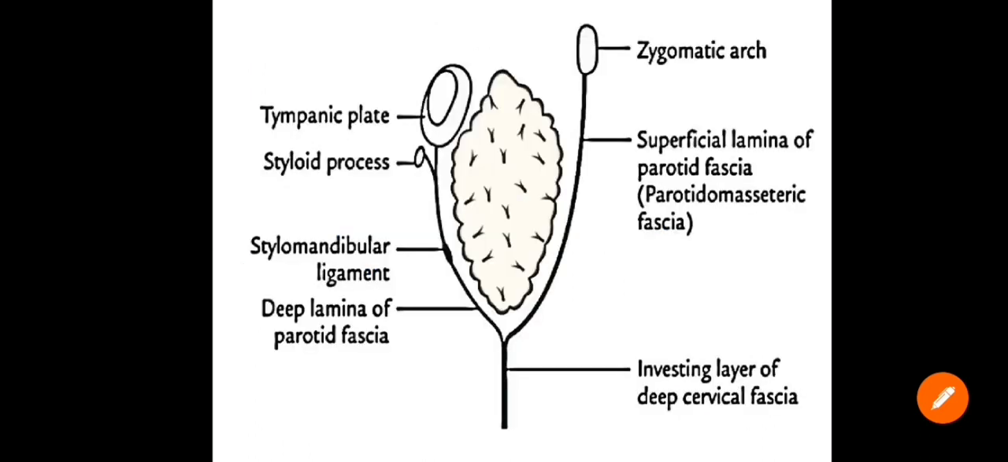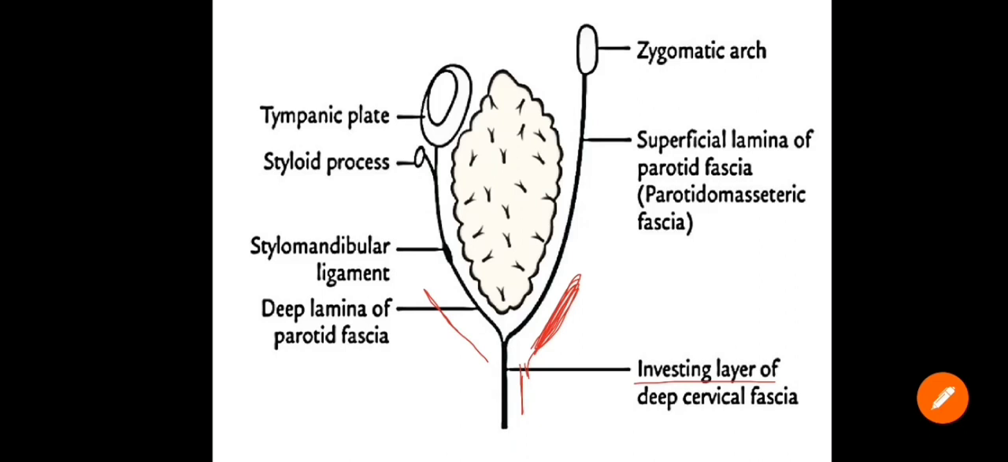Now let me show you a picture. Okay. So this is the investing layer of deep cervical fascia. Now it's splitting itself to enclose the gland like this. There is a superficial part which is the thicker part, and then it is also forming a deep lamina which is the thinner part.